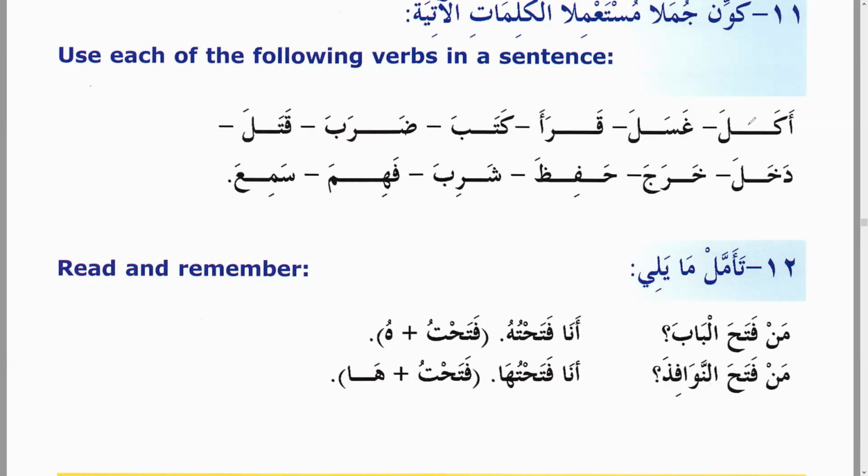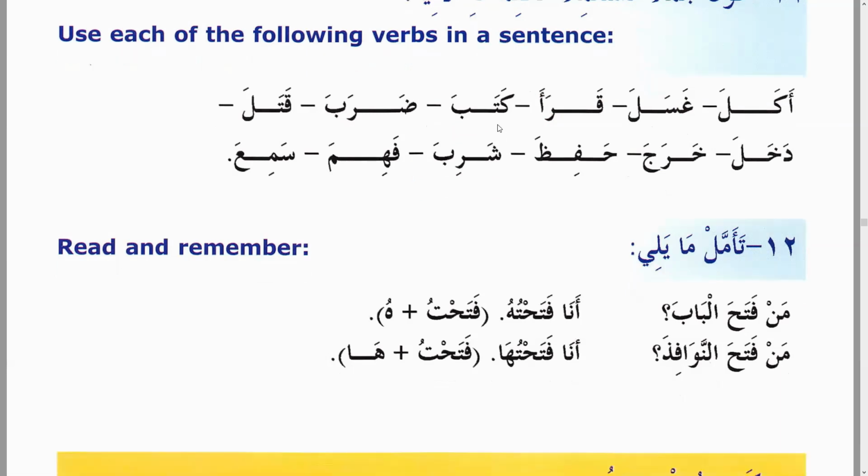Akala, akalu, akalat, akalata, akalna, akalta, akaltuma, akaltum, akalti, akaltuna, akaltu, akalna. Next, ghasala, ghasalu, ghasalat, ghasalna, ghasalta, ghasaltuma, ghasaltum, ghasalti, ghasaltuna, ghasaltu. We can do all of them. Like shariba, it's easy, just for practice, inshallah. Shariba, sharibu, sharibat, sharibna, sharibta, sharibtum, sharibti, sharibtu.